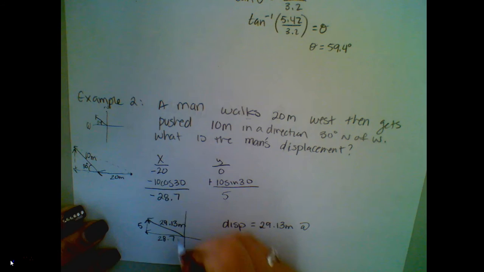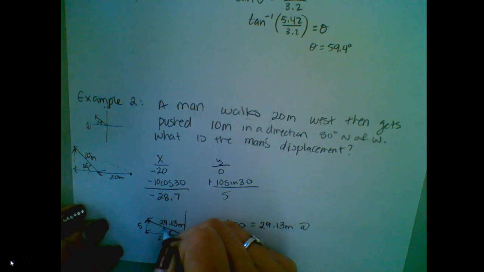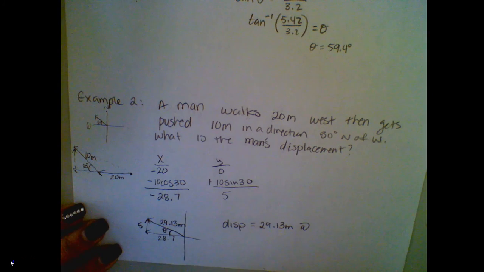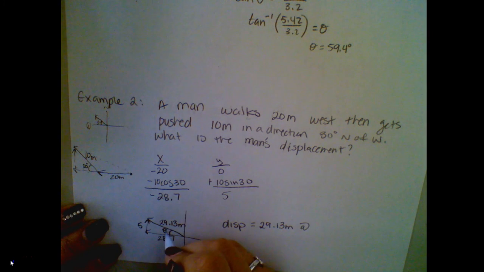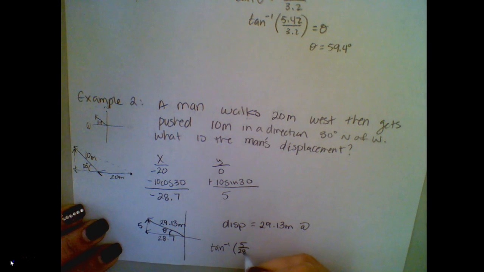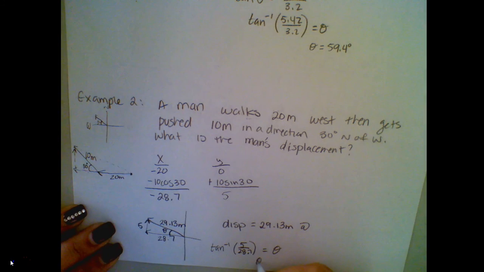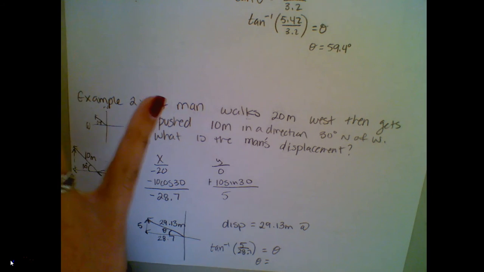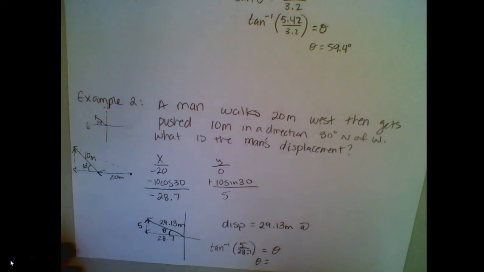Which should make sense from the problem, right? Because he was walking west and then he got pushed in a direction north of west. So he's not going to go 30 degrees north of west because he had already walked, right, 20 meters just west. So he's going to be a little bit more west than the 30 degrees, and that's shown, but he should still be in a direction of north of west. And so that's it. So you're going to go ahead now and work on a couple of worksheets.